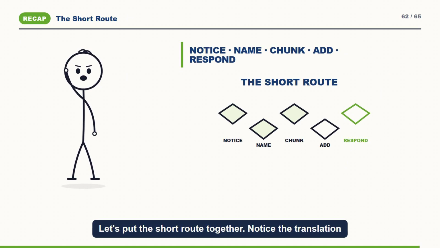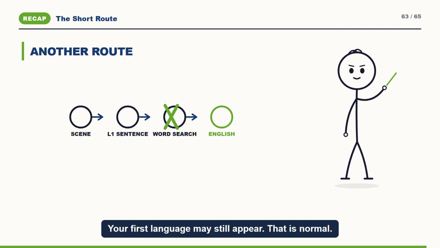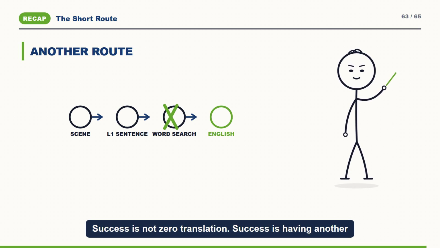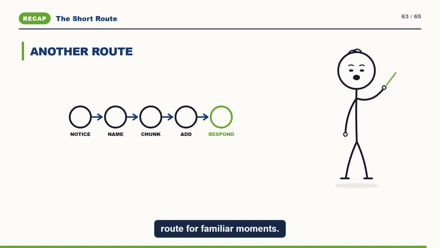Let's put the short route together. Notice the translation loop. Name what matters, choose a chunk, add one useful layer, respond to your intention. Your first language may still appear. That is normal. Success is not zero translation. Success is having another route for familiar moments.